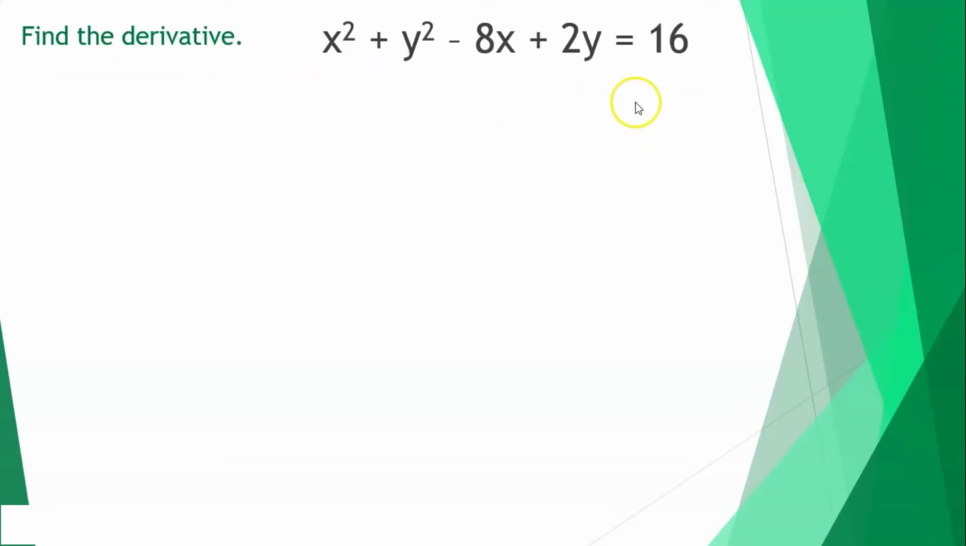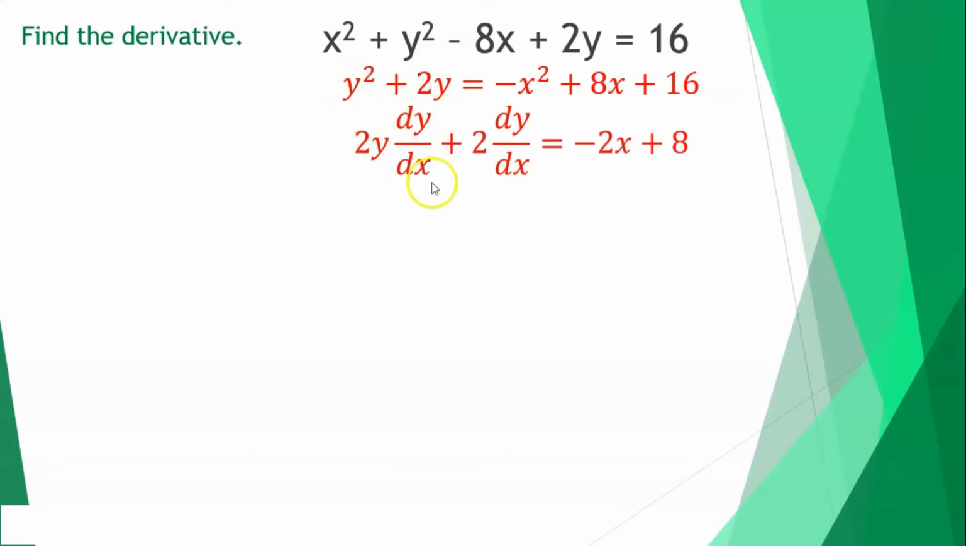Given this, find the derivative of x squared plus y squared minus 8x plus 2y is equal to 16. With this, we will leave y squared and 2y on one side, then transfer the rest to the other side. So we will get this. At this point, get the derivative. The derivative of y squared would be 2y dy/dx. The derivative of 2y is 2 dy/dx. The derivative of negative x squared is negative 2x. The derivative of 8x is 8. And the derivative of a constant is 0.